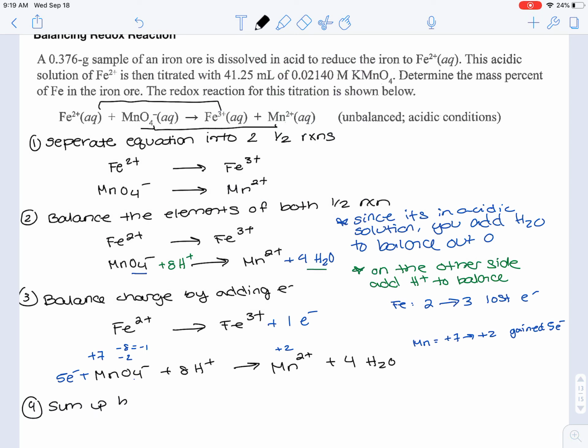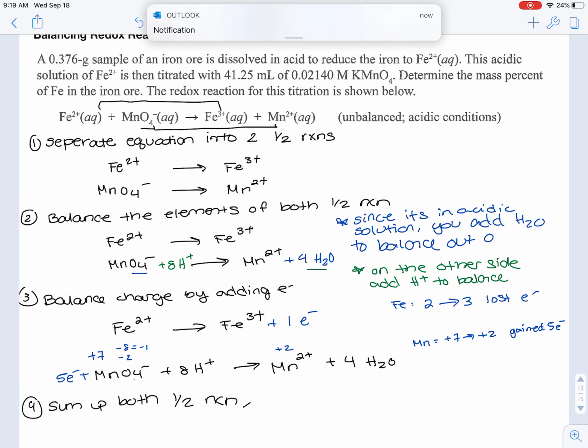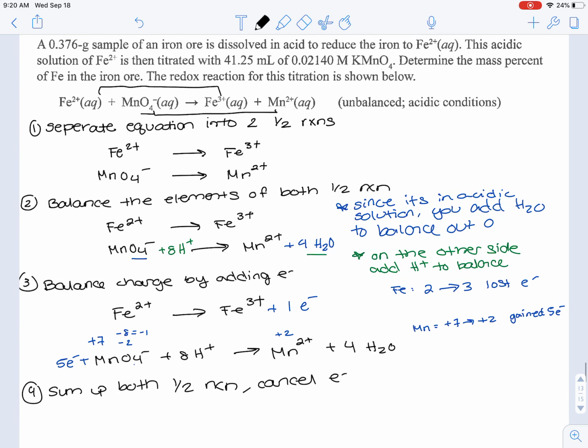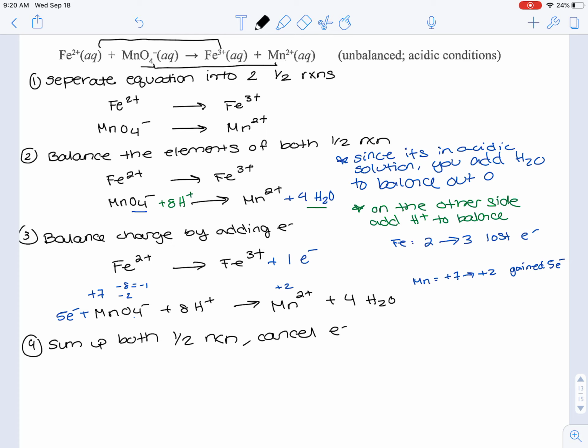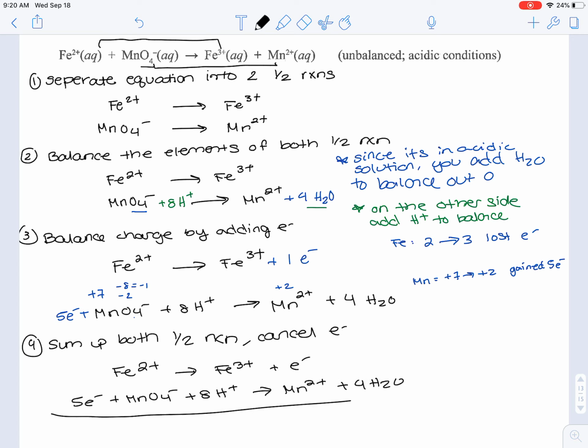Sum up both half reactions and cancel out electrons. So you'll see what I mean by that. If we just clean this up and rewrite, we have Fe2+ makes Fe3+ and an electron. And then we have 5 electrons plus MnO4- plus 8H+ makes Mn2+ and 4 H2O. So if you wanted to balance this, you would still be left with electrons.